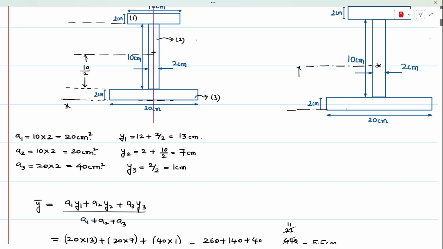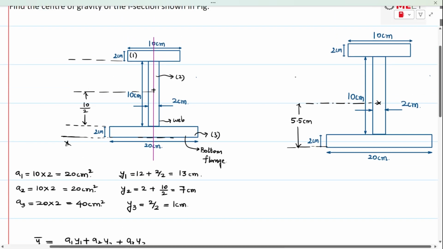The bottom one is called a flange. Okay, this is called the bottom flange or the bigger flange, and this is called the web. And the above one is referred to as the top flange. So from the bottom flange, the centroid or center of gravity is at a distance of 5.5 centimeters.